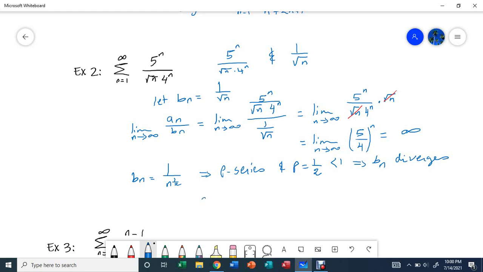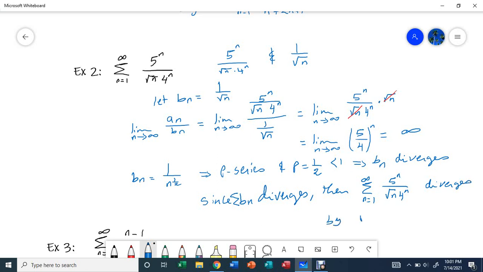And since b_n diverges, then a_n, so I need to do the series here. What I mean by a_n is the same series as in the example, the sum from n equals 1 to infinity of 5 to the n divided by square root of n times 4 to the n, diverges by part 3, because the limit is positive infinity.